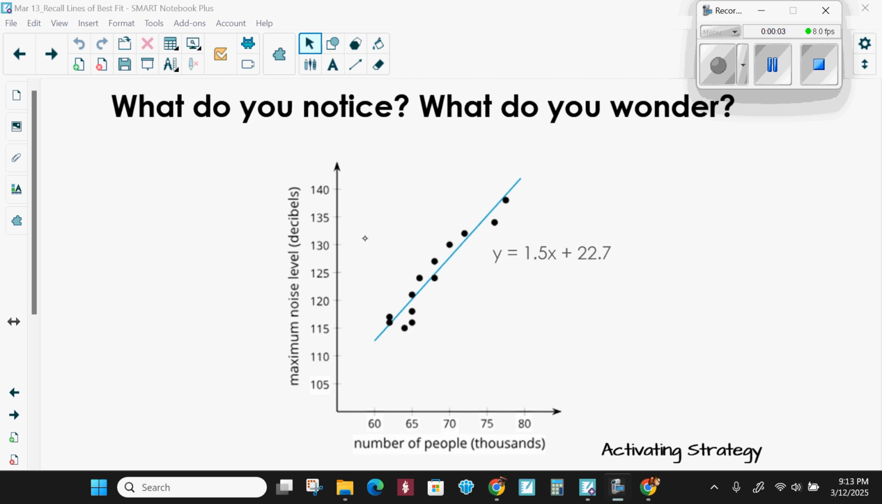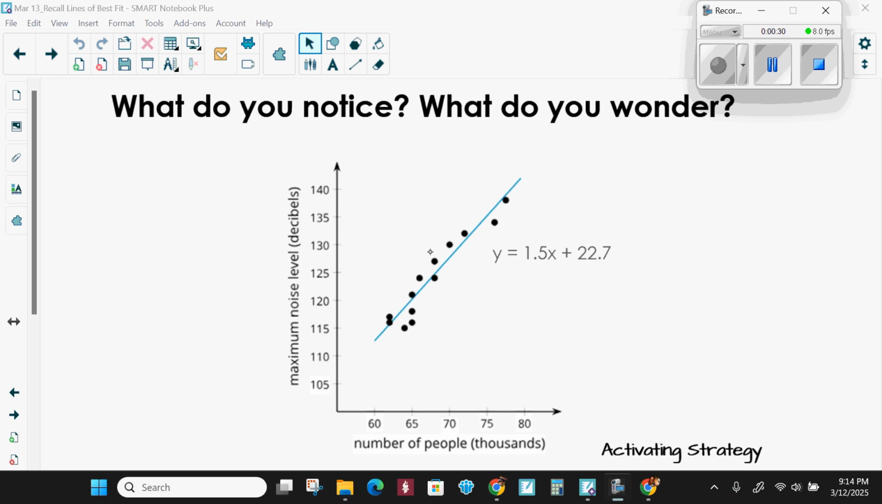Okay, so today we're looking at a scatter plot, and we've got our line going through it, and you can see that it's going in an upward direction. Points are pretty close, and what we have over here is the equation for this line. What do you notice and what do you wonder? This is just kind of your observations on this.